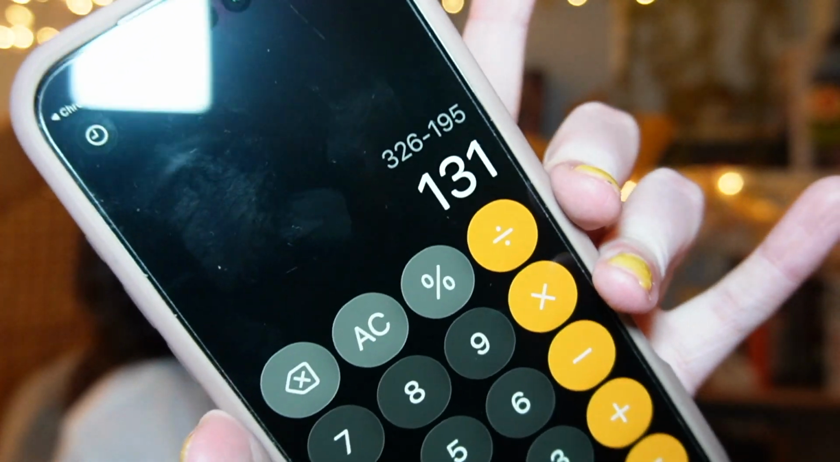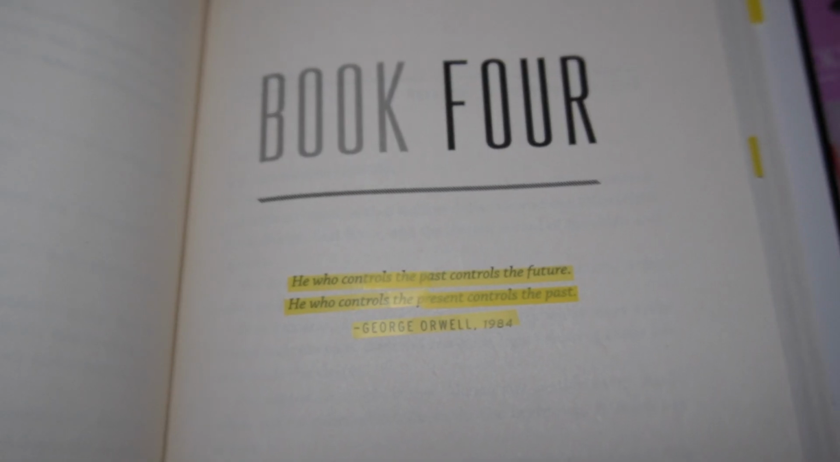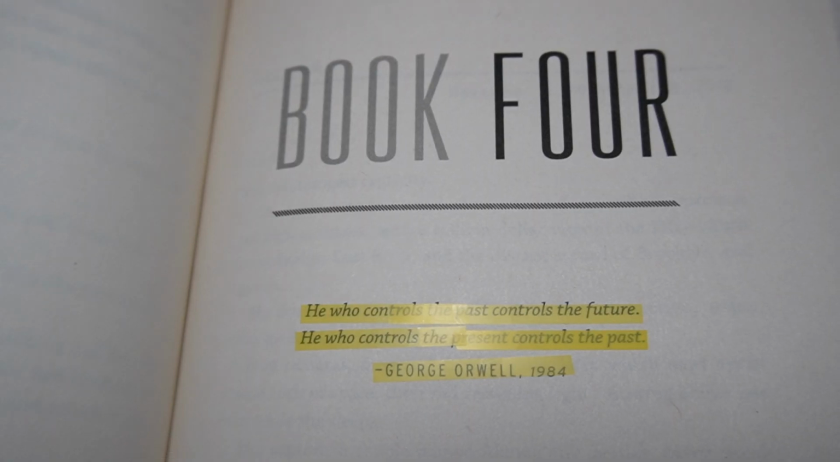Okay, so we are that far of the way through the book. We have 131 pages left for us to go. We finally made it to book 4, and book 4's quote is, "He who controls the past controls the future. He who controls the present controls the past." George Orwell, 1984. My thoughts on annotating.